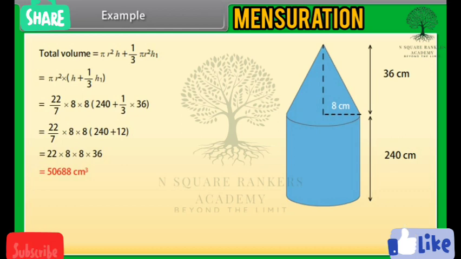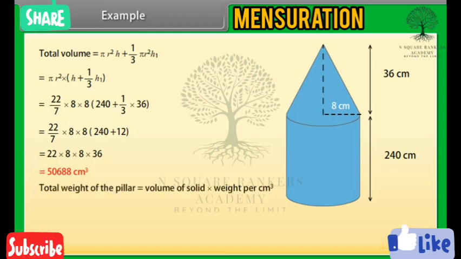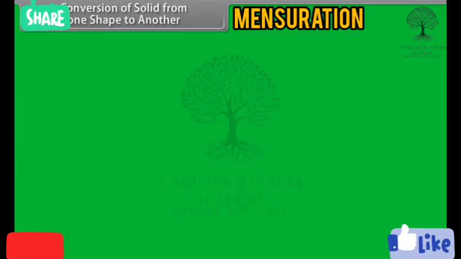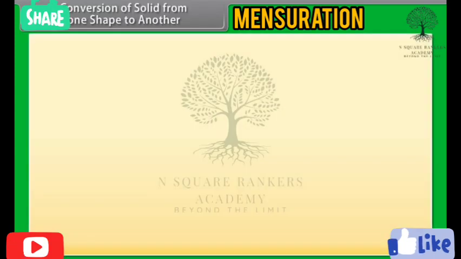50688 centimeter cube. Now the total weight of the pillar is equal to the volume of the solid into weight per cubic centimeter. This is equal to 197683.2 grams or 197.6832 kilograms.